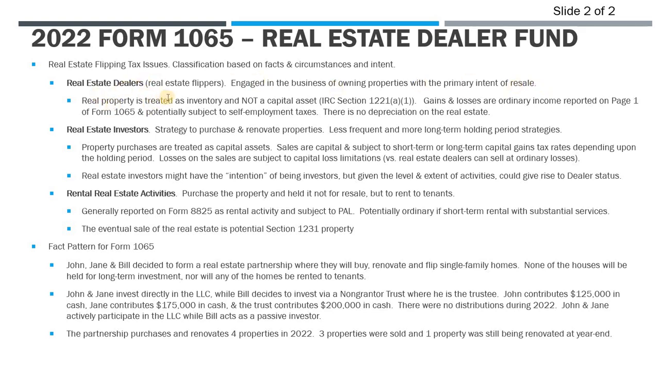Now, what's important when you become a dealer is the real property assets are now treated as inventory, so they're not capital assets. And so what that means is that when you sell your real estate, there's no capital gain tax treatment, right? All the gains are treated as ordinary income or loss. So it's taxed at your ordinary income rates. It's also potentially subject to self-employment taxes, right? Depending on how your entity is structured.